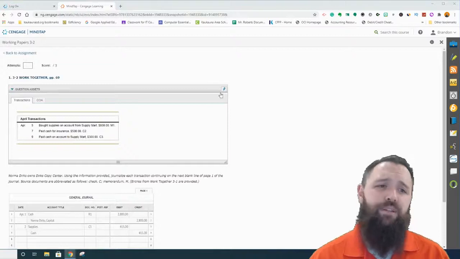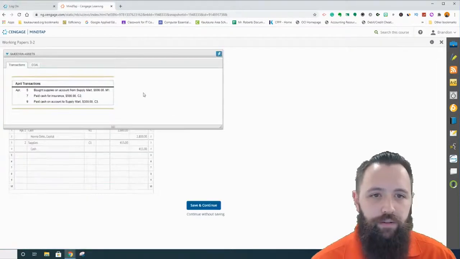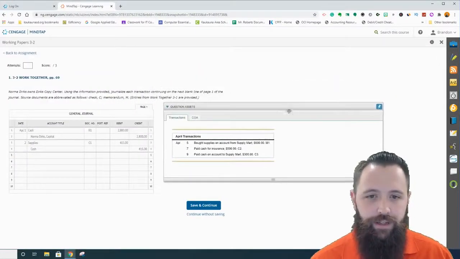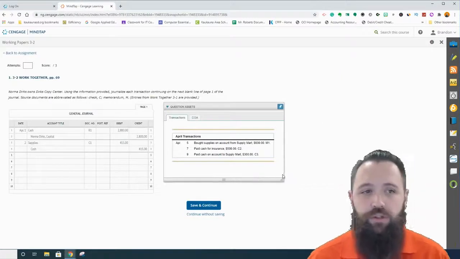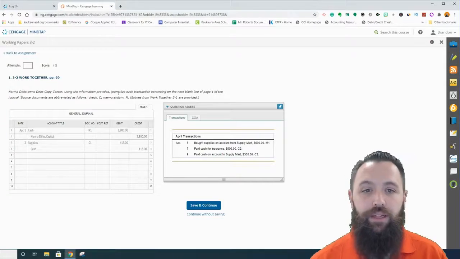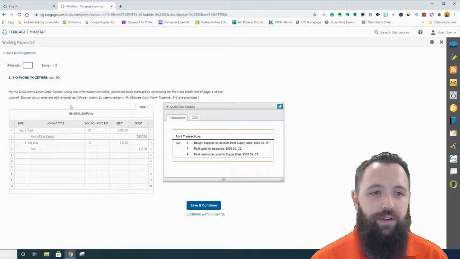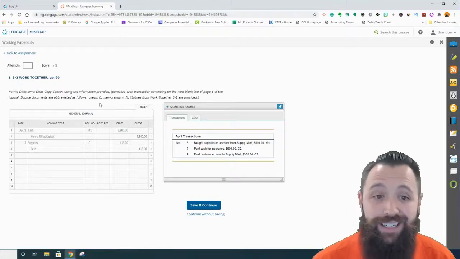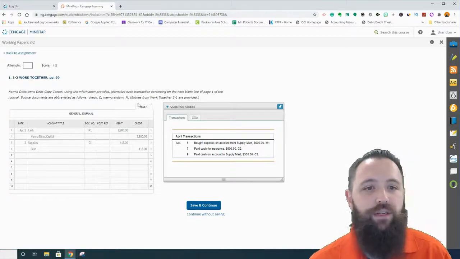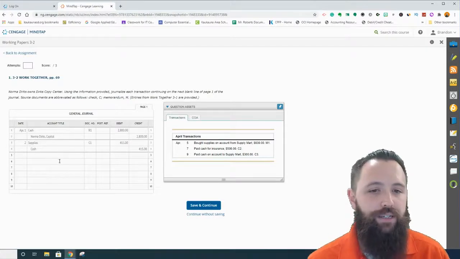All right, so jumping into the working papers 432, let's go ahead and move our transactions over here. And it says Norman Dirks owns Dirks Copy Center. Using the information provided, journalize each transaction, continuing on the next blank line of page 1 of the journal. Source documents are abbreviated as follows: check is C, memorandum is M. All right, so this work together is still working on the same page from 3.1. So we're adding more transactions.